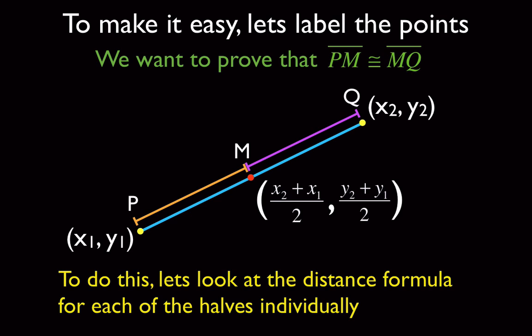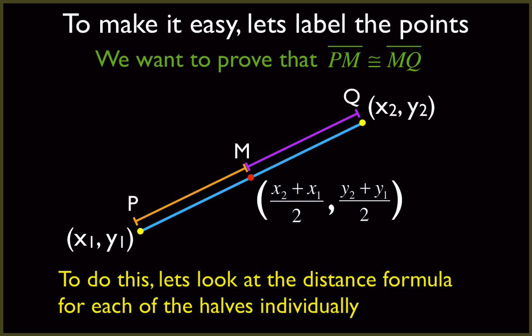So what we're going to do is use the distance formula. Remember, the distance formula says you take x2 minus x1 and y2 minus y1, you square them, and you add them together and take the square root. So what I'm going to try to do is look at this right triangle, and this right triangle, and if I can show that the hypotenuse of these is the same, then I will have proved it.